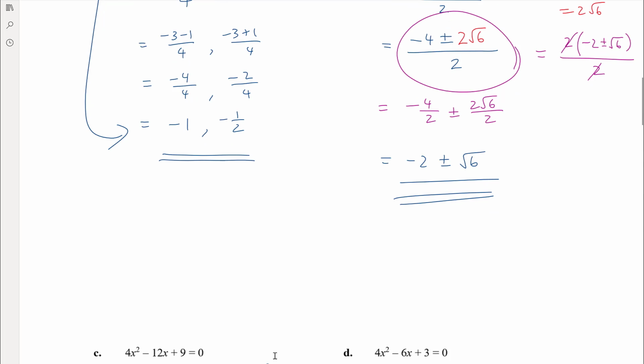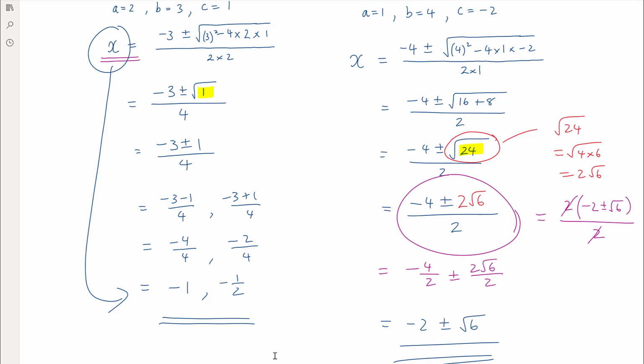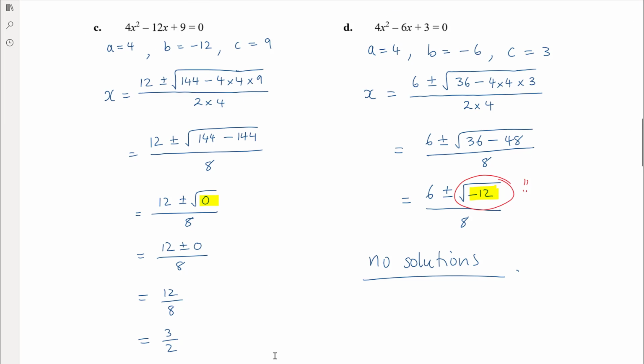And then in these two examples, in both instances, we had the square root of a positive number. Now, if the positive number was a square number, it meant that we got rational solutions, solutions that didn't involve surds. That's what happened in part A. And if the positive number was not a square number, 24 is not a square number, we got irrational solutions because our answer still has a surd involved with it. So those are the different things that could happen.